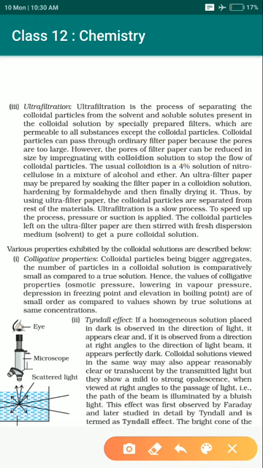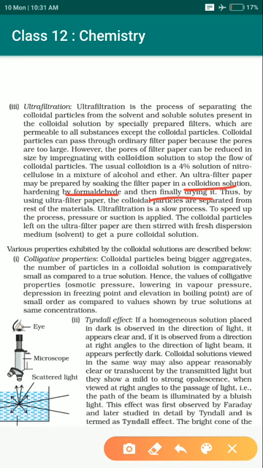For making this filter paper, we need a solution of nitrocellulose in a mixture of alcohol and ether. You soak the filter paper in this solution. After you soak it, harden it with the help of formaldehyde and then dry it. At that stage, you will get the ultra filter paper.